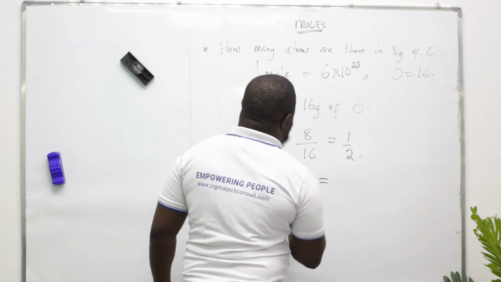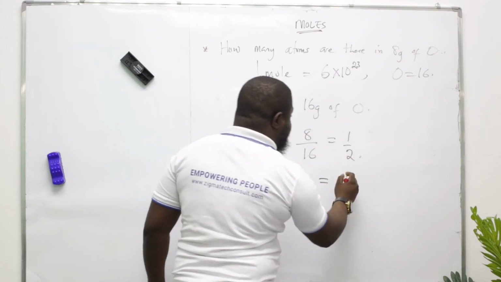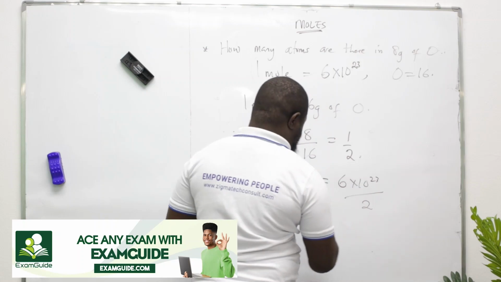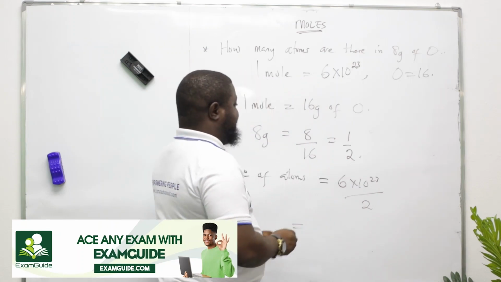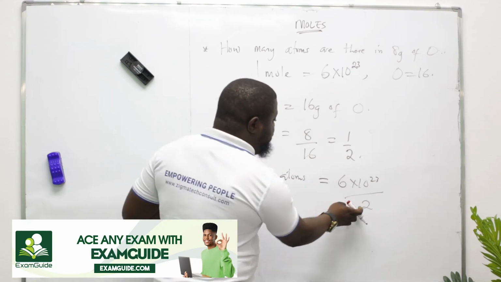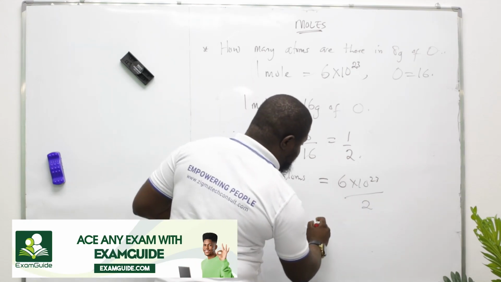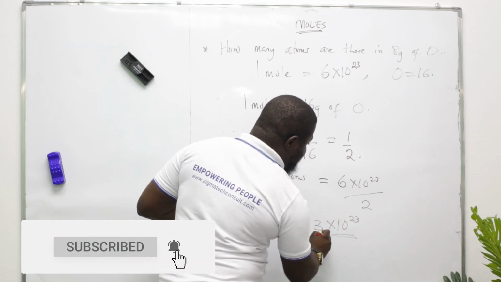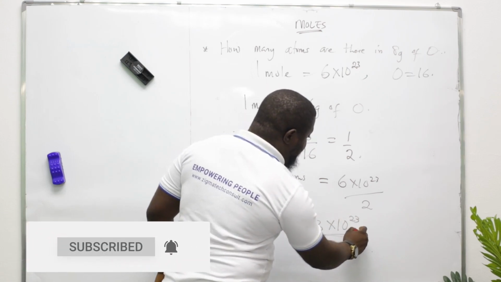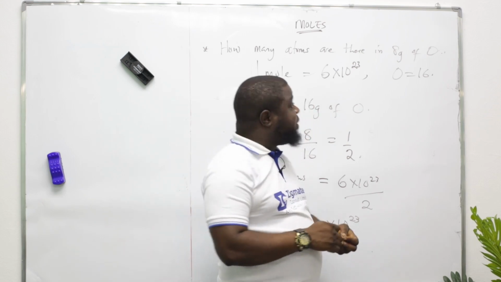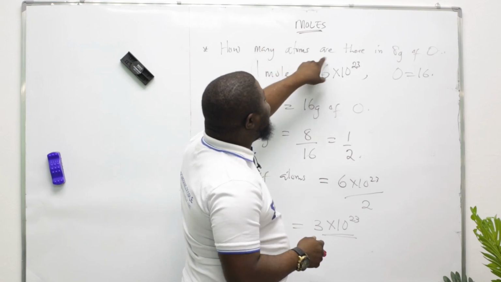will be equal to the mole. They gave you the mole as 6 times 10^23 divided by 2. Remember, half means divided by 2. So 2 go into 6 is 3. So it will be 3 times 10^23. That is the number of atoms that are in 8 grams.